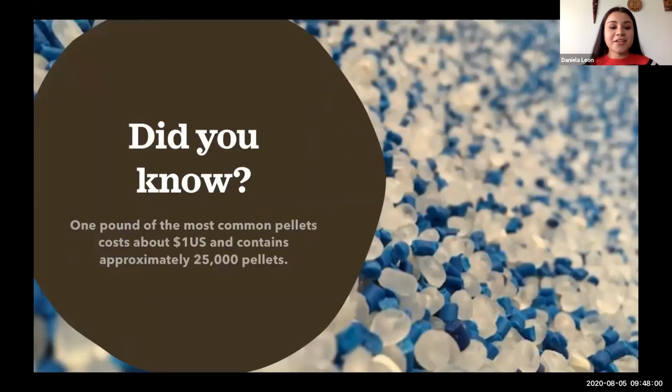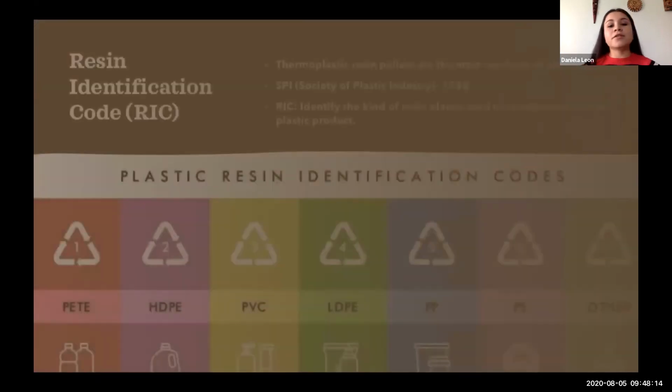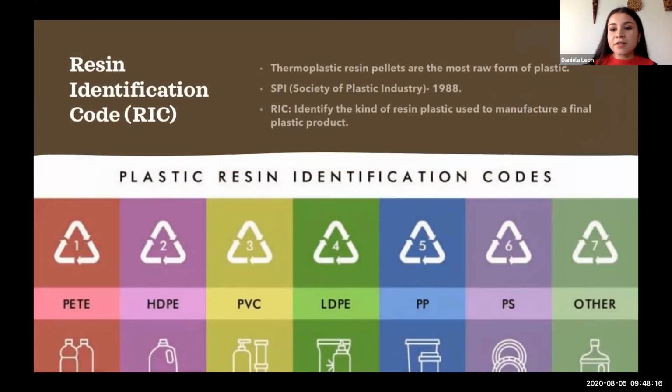But first, did you know that 1 pound of the most common pellets costs about $1 and contains approximately 25,000 pellets? But what are pellets? Thermoplastic resin pellets are the most common and raw form of plastic that later can be melted or manufactured in order to produce a common good.